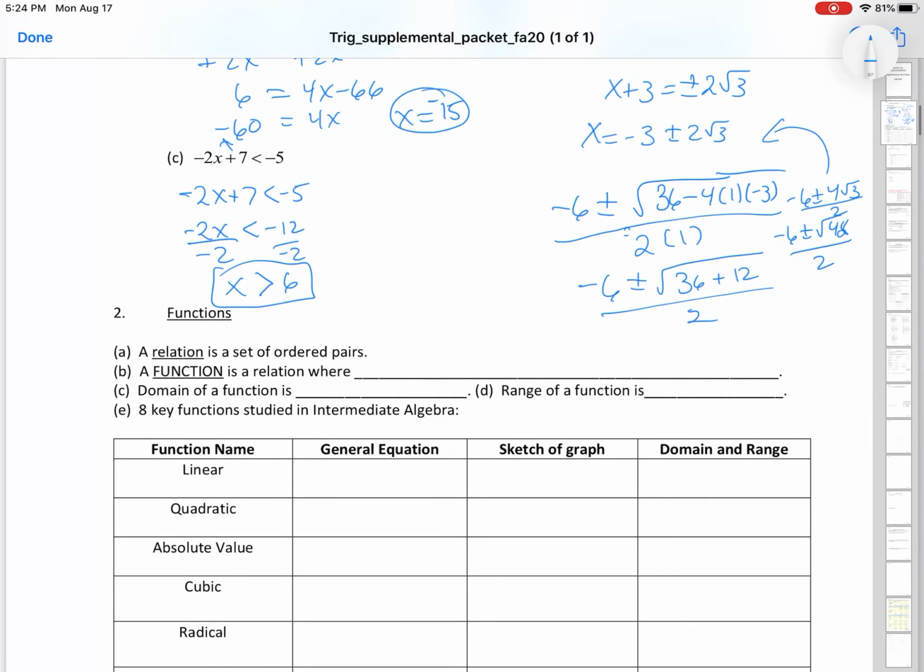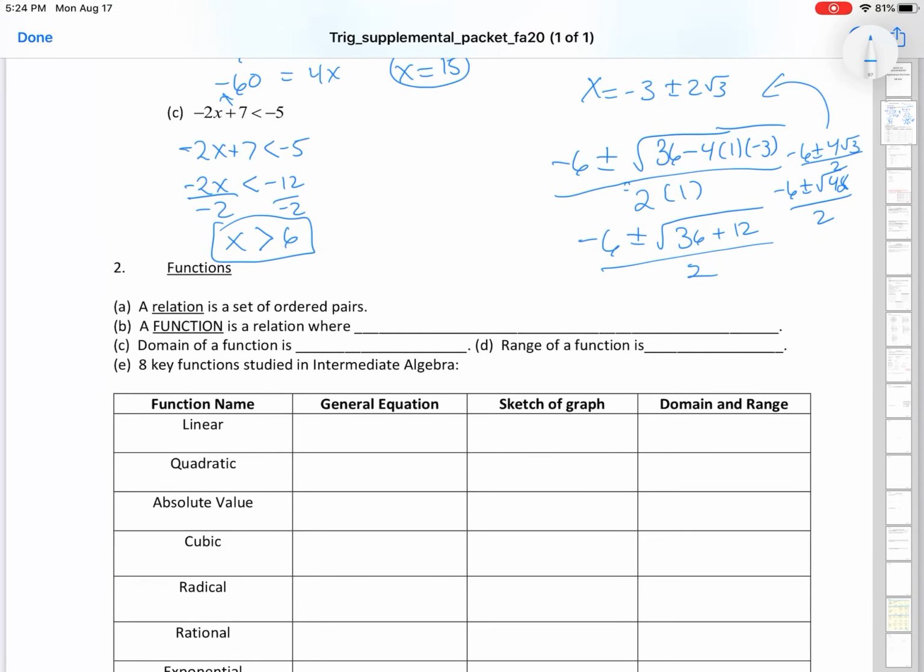We also want to remind you about functions, right? A relation is a set of ordered pairs, but a function is a relationship where every input, every x, goes to only one output, or y. So if you plug something in, you know right where it goes. It doesn't go to 2 different places, it goes to just one. Domain of a function is the x's, and the range of the function is the y's, right?